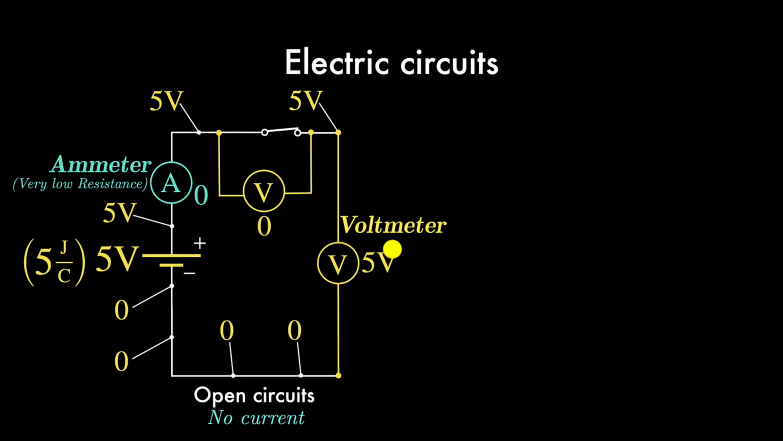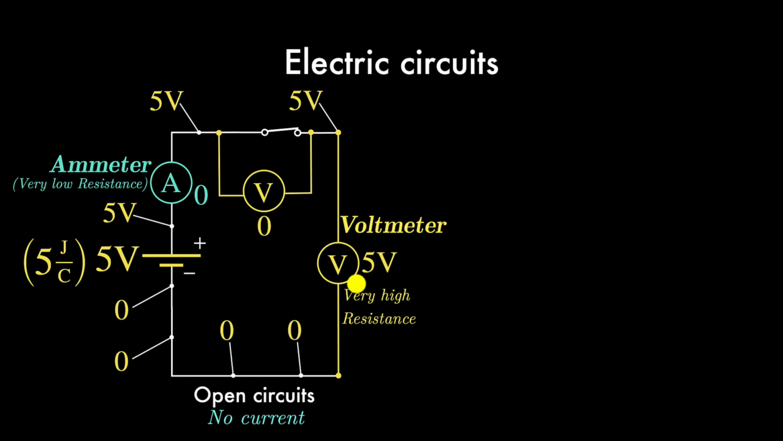But wait, before connecting the voltmeter, this circuit was open. But now, isn't it closed? No, because voltmeters have very high resistance. So connecting a voltmeter across these 2 points is kind of like having air in between those 2 points. It does not close the circuit.